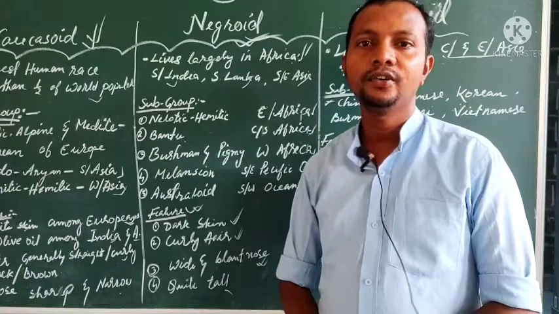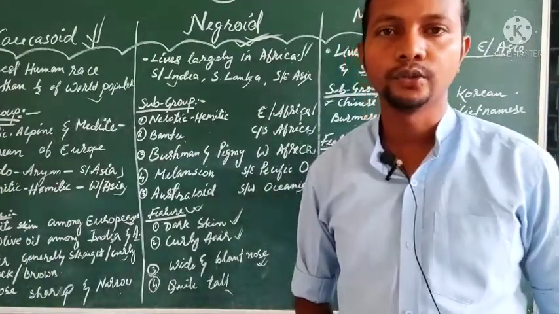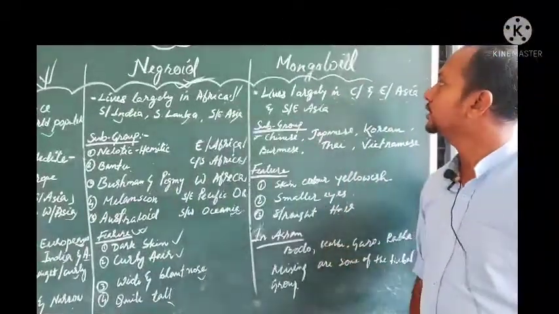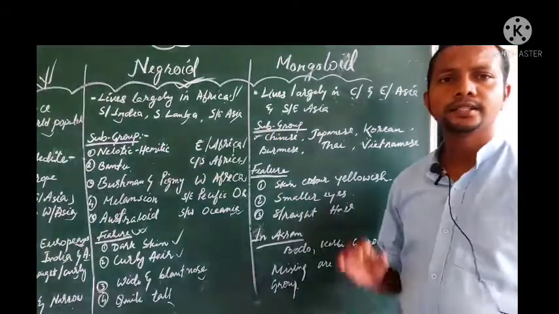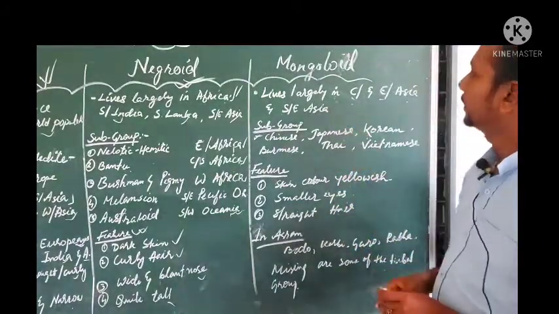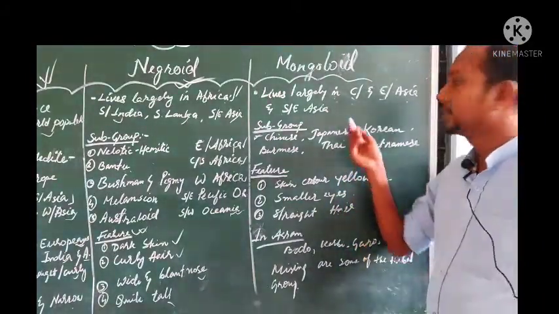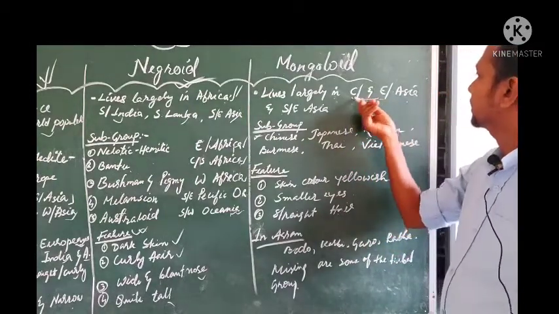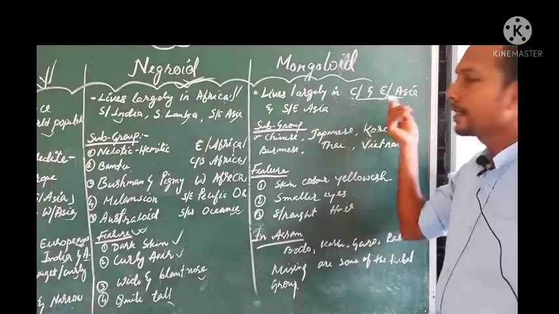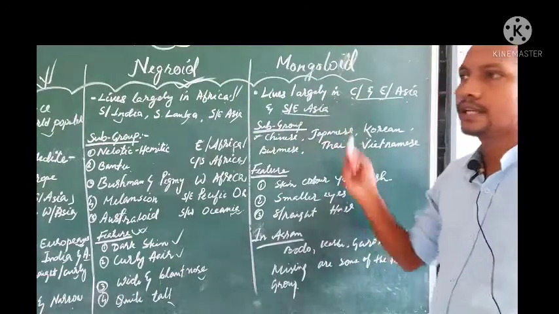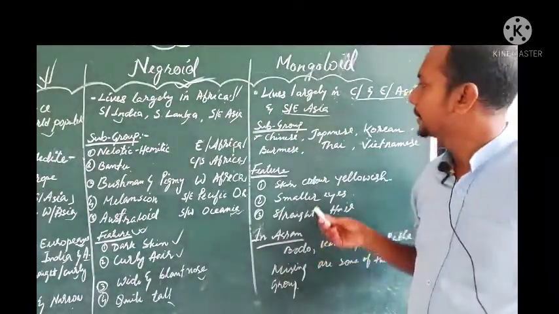All right. Now let us try to see the Mongoloid groups. Let us see the third group, that is Mongoloid. Dear friends, this particular group largely lives in Central and East Asia, and they are also in the Southeast Asia part.